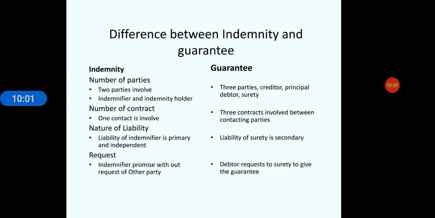So in today's session, we have discussed two types of contract, that is the contract of indemnity and the contract of guarantee. That's all for today.